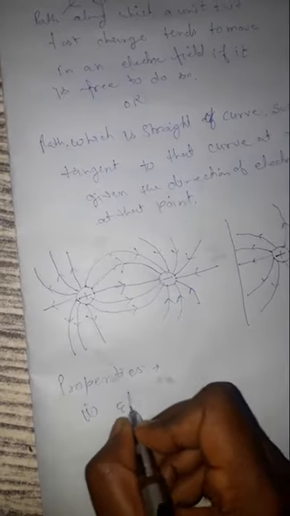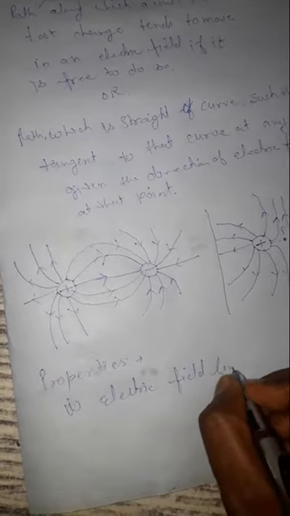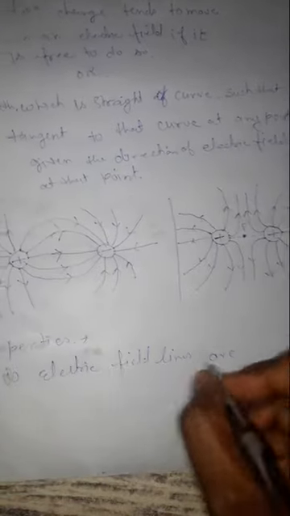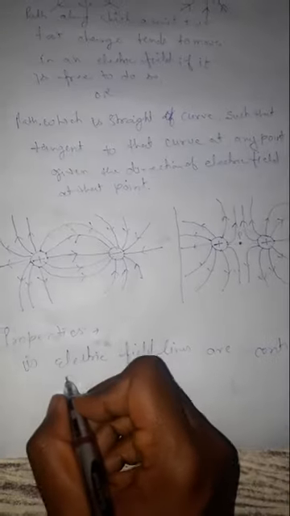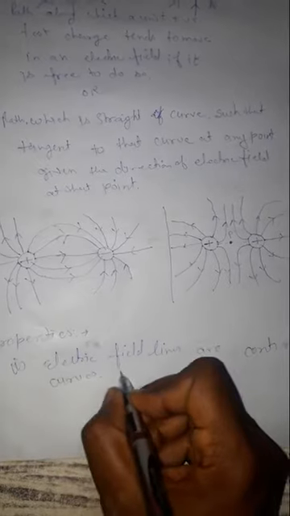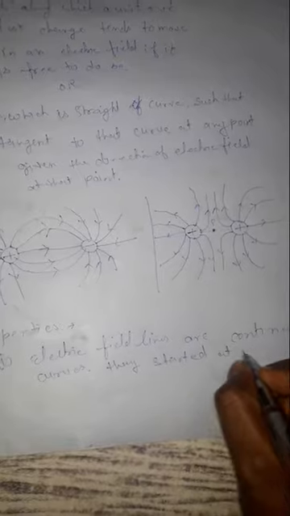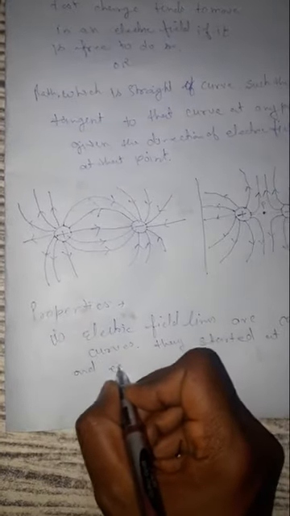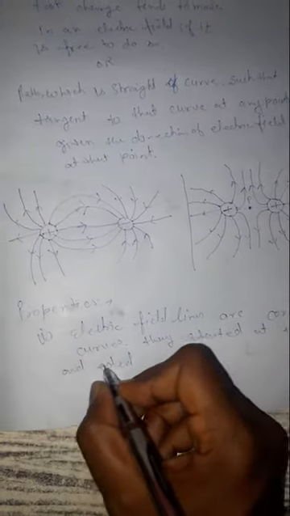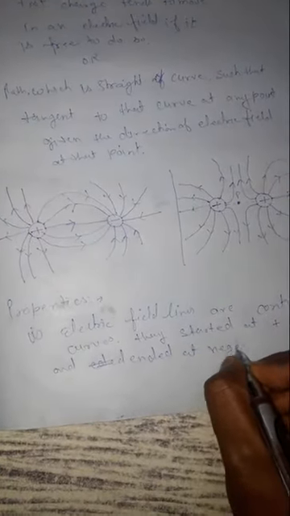Electric field lines are continuous curves. They start at a positive charge and end at a negative charge.